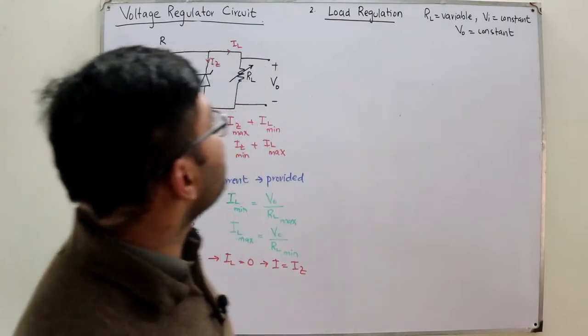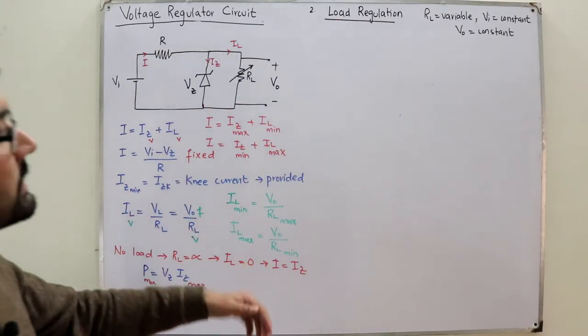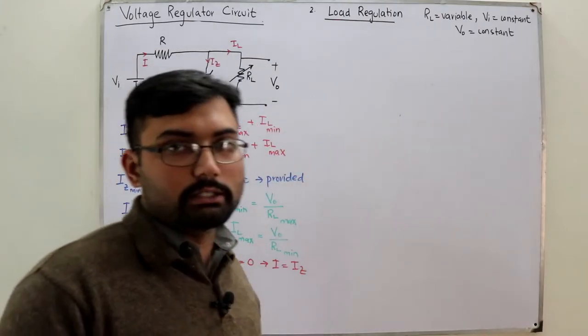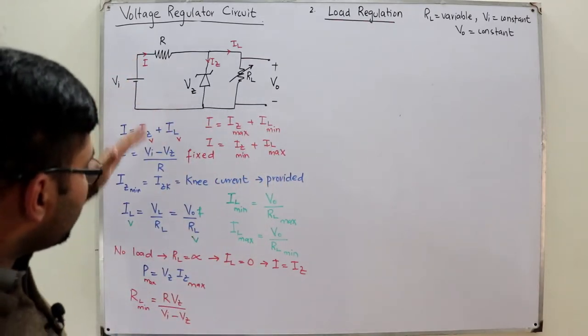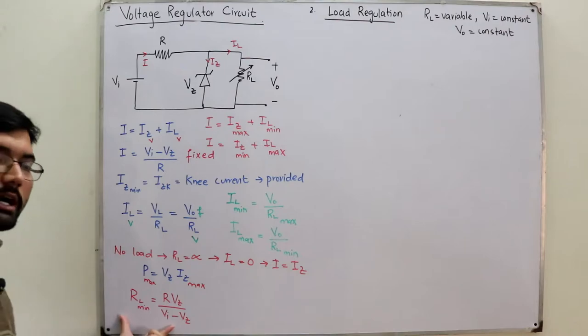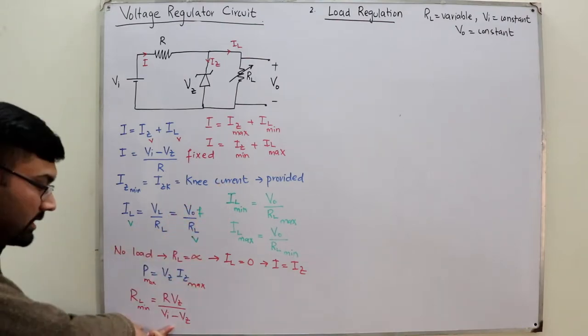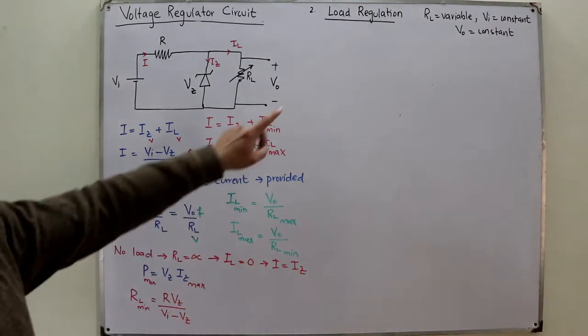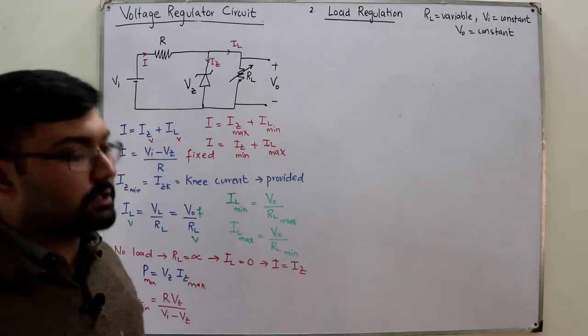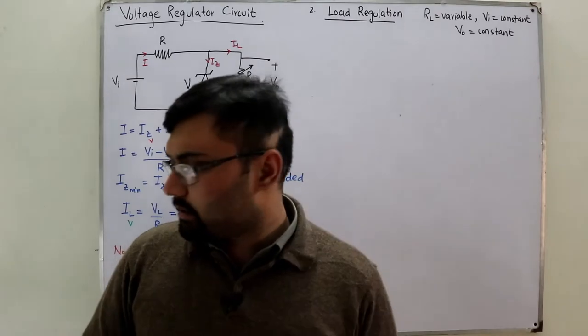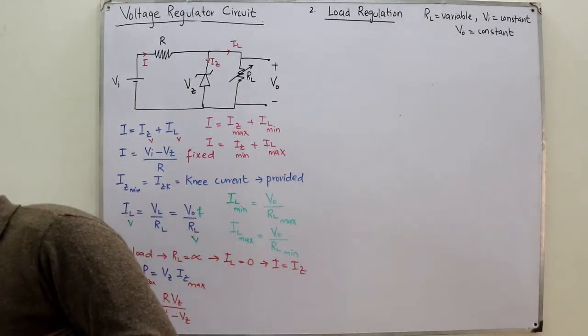So the thing is that we discussed the voltage regulator circuit, the load regulation we started discussing in the previous video, and we saw the basics which are already written over here, the final formula for the RL minimum that I explained in the end. I've also written it over here. RL would be variable, input voltage would be constant. We've seen what would be the working and things like that.